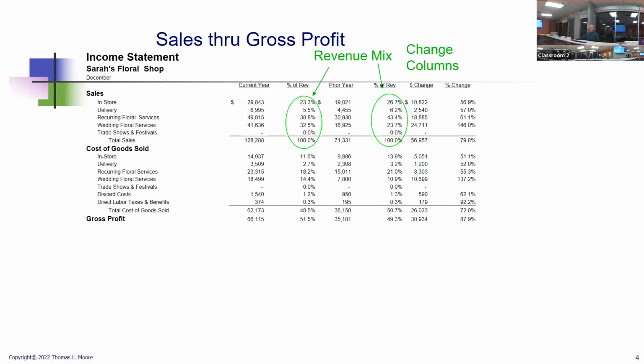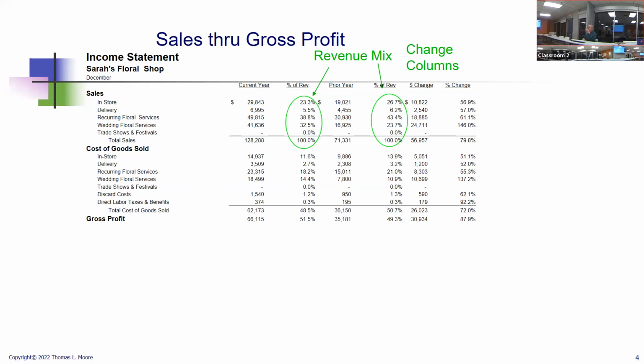So we've talked about these, we've talked about the change column. So you get kind of an idea of how to read this report and see how this report works. Now, for the cost of goods sold, this is a roll-up report. So what you're seeing is consolidated information related to costs under the cost of goods sold.